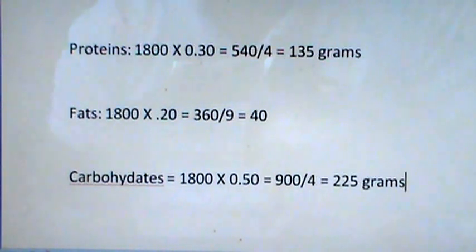All right, so hopefully this helps you out. Go out there and determine where your calories need to come from.